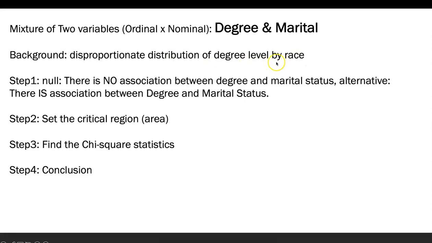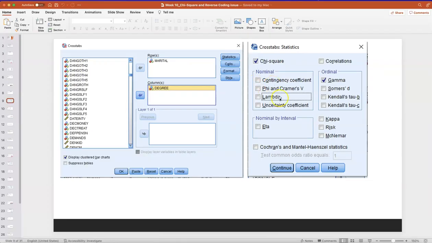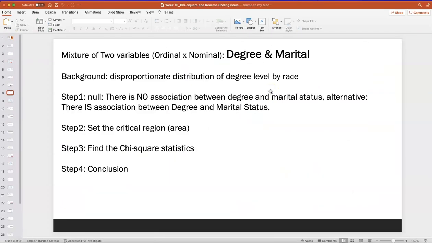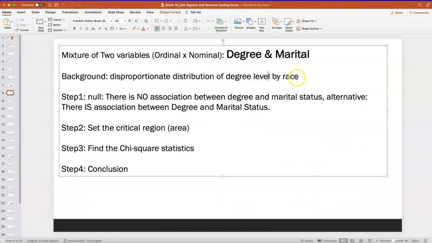No, sorry about that. Degree level by race, not the race. Distribution of the marital status by education level, by degree level. Sorry about that.